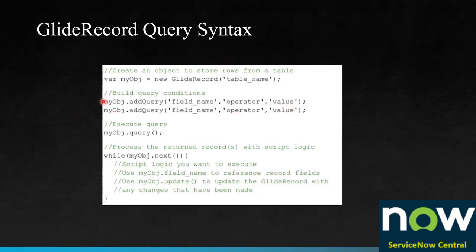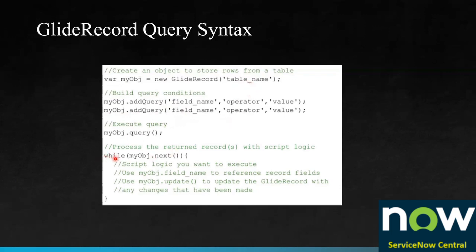Similarly, if I want to declare more than one condition, I will put my object dot addQuery again, and I will put the field name, operator, and the value. And the third thing we will do is my obj.query, which means I am telling the system to please execute this command on this particular table. I am saying execute these conditions on the table I have mentioned.